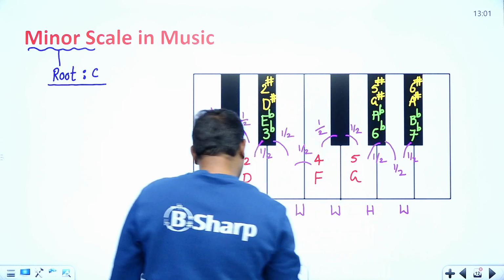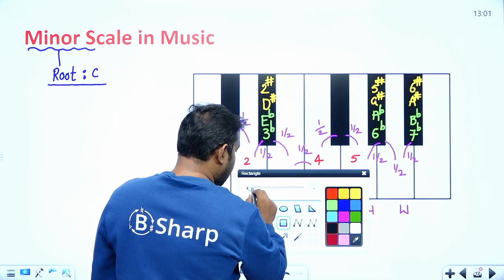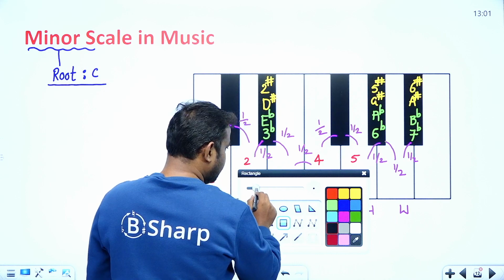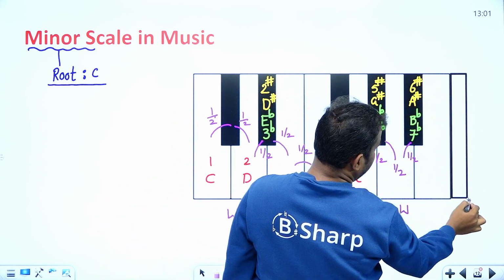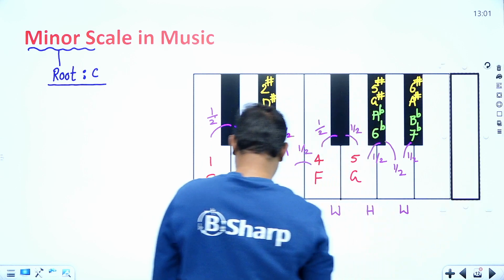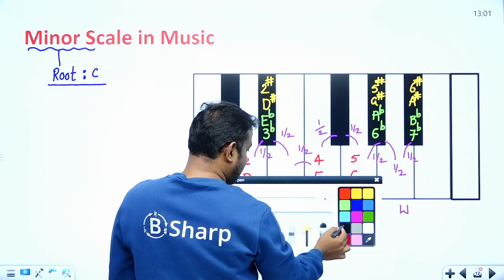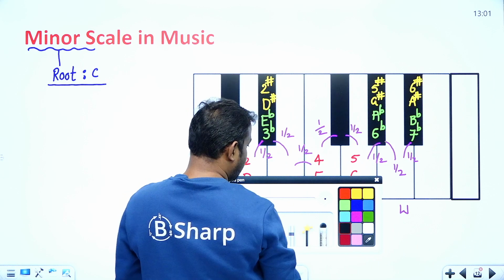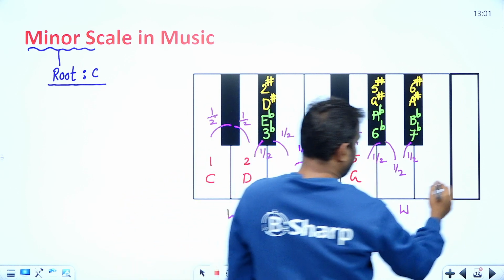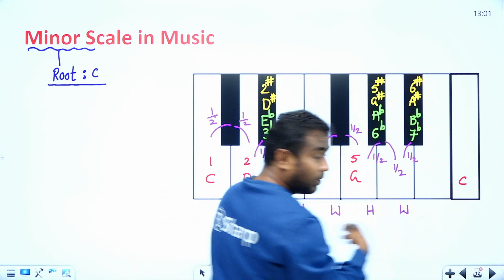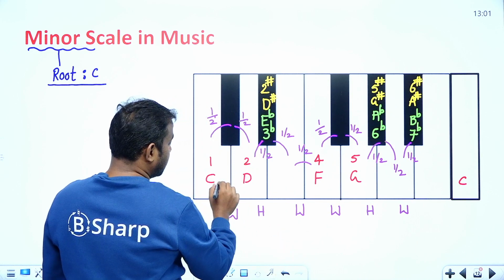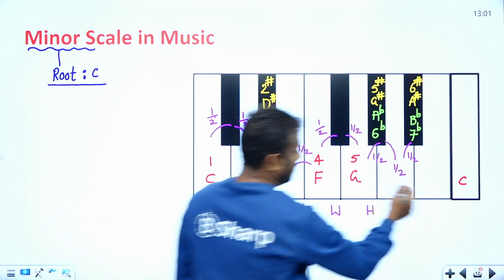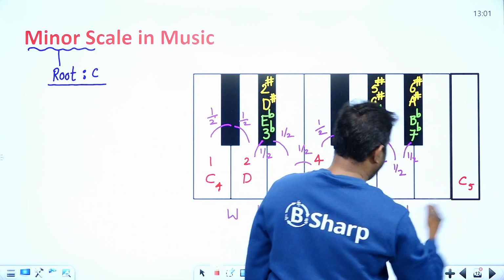I was talking about one more point here. After B, if you observe, the next key is going to be a C, isn't it? That is the key we were talking about, the root key. So this is going to be the next octave of C, right? For example, if this is C4, then this is going to be C5, right?